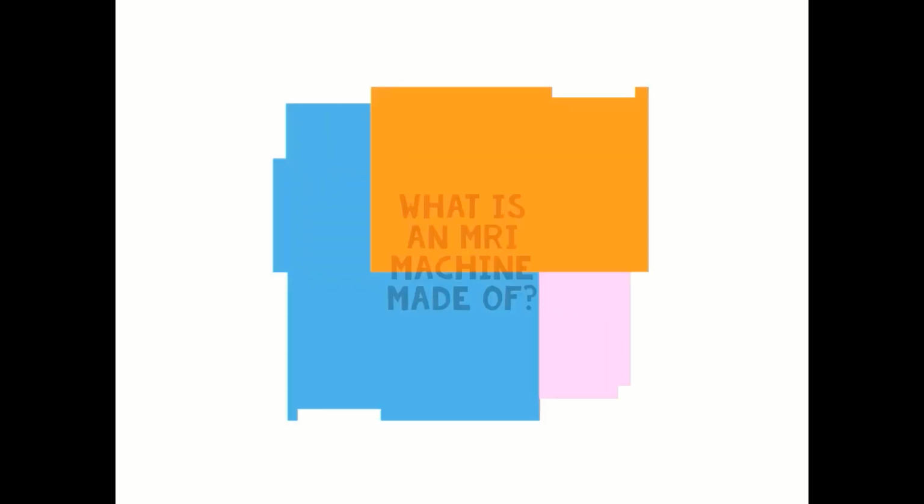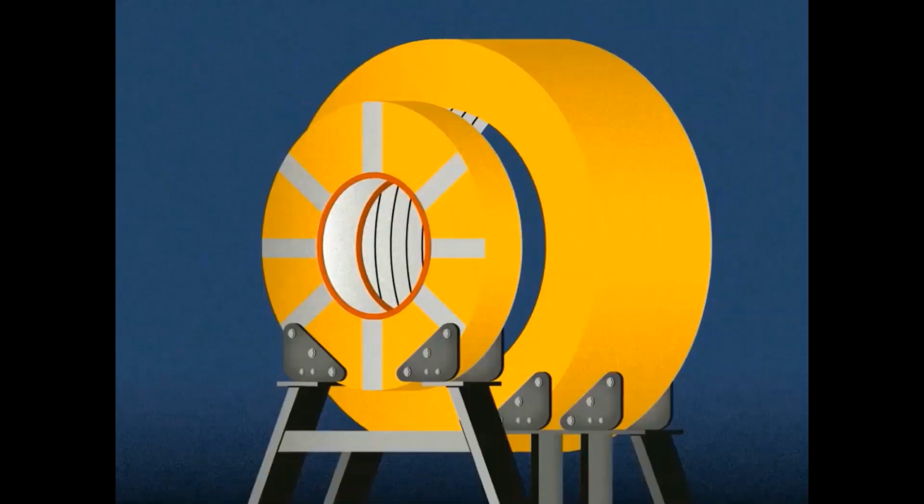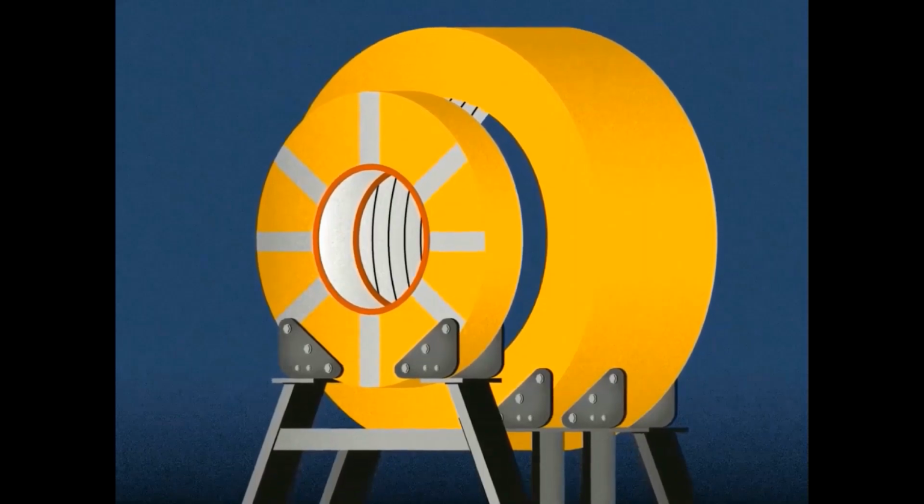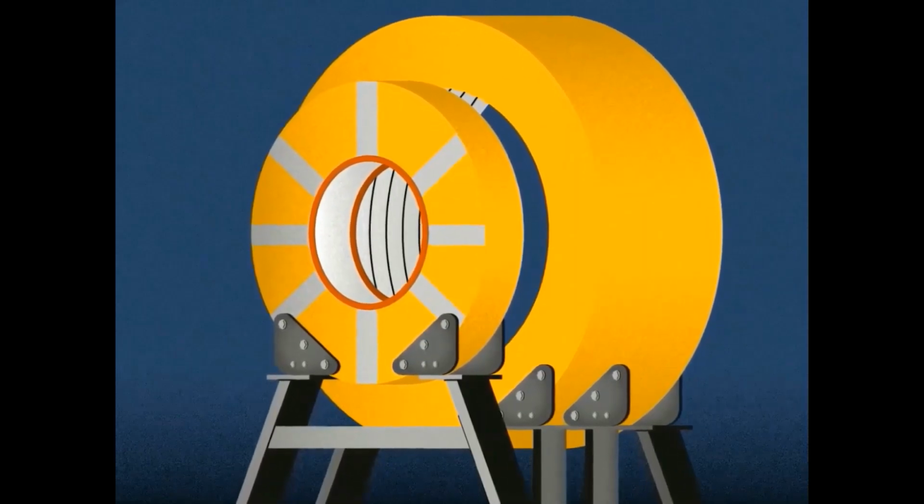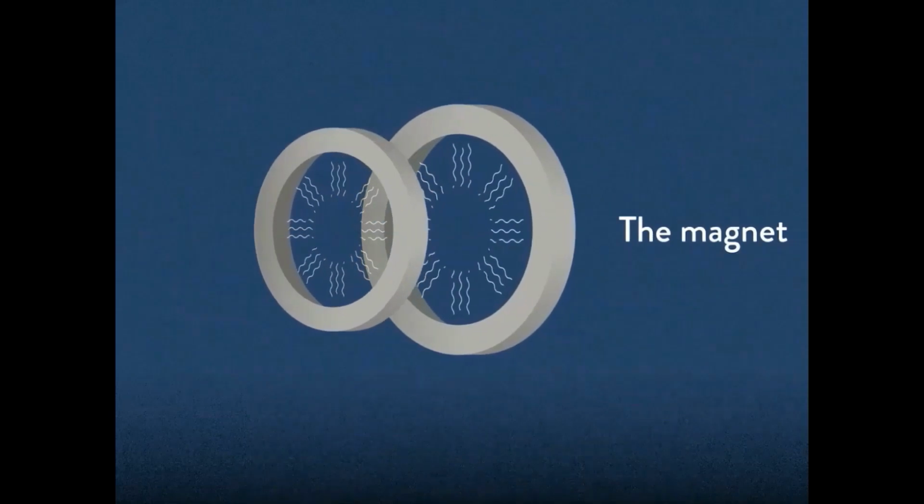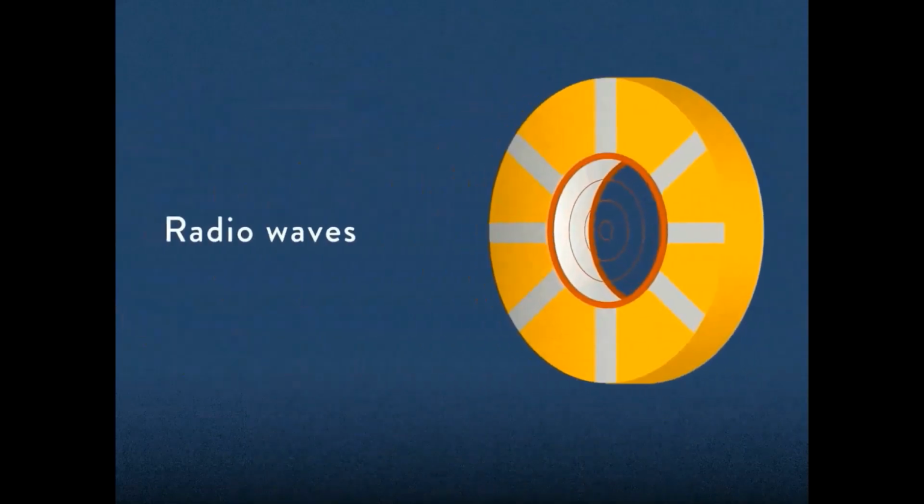Secondly, now that we have defined an MRI, we need to know what it is composed of. An MRI scan is essentially made of strong, powerful, superconducting magnets, radio waves, and a computer to create detailed images.